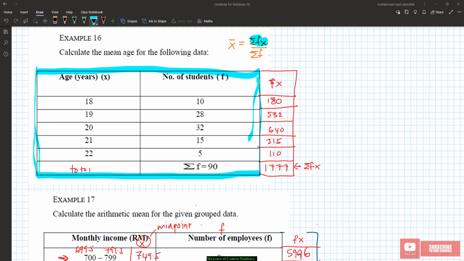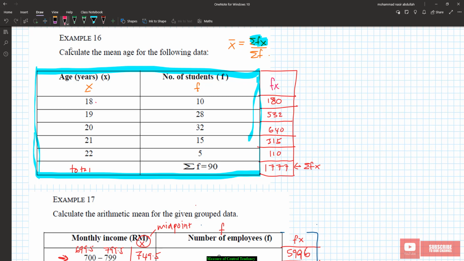So to calculate the mean, we need the summation of fx. Based on this table, this is the value of x and this is the value of f. So you need to calculate fx. So this is fx, the value of fx. So how to get fx?